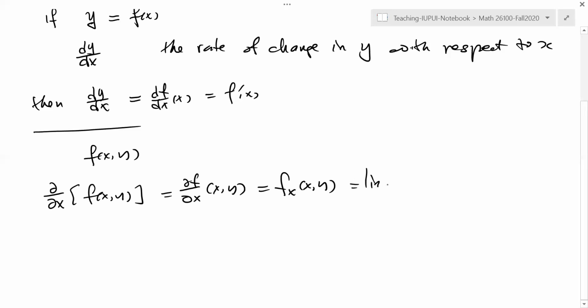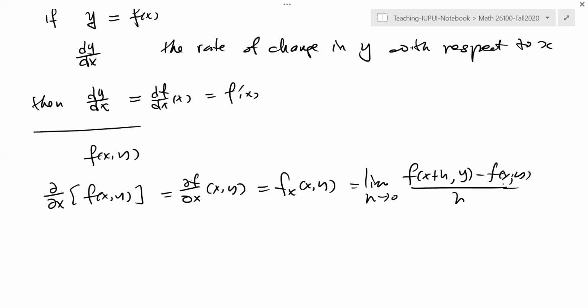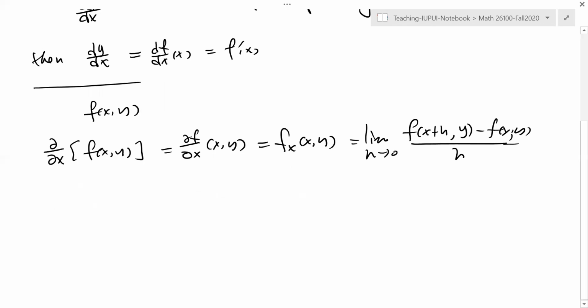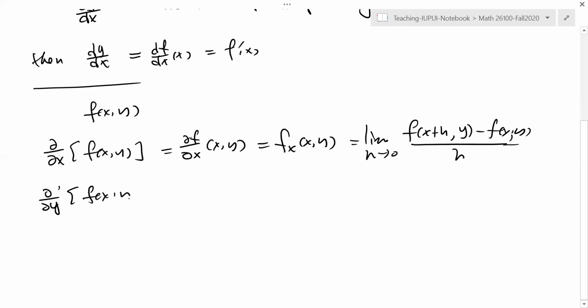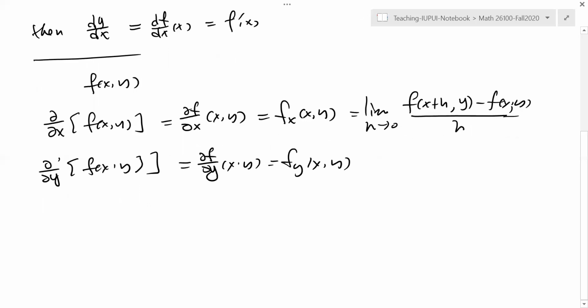And then the definition is similar: f of x plus h, y, minus f of x, y. So you keep y unchanged, then you change the x variable a little bit. Just view it as a function of x only, keeping y unchanged. Similarly, you have this when you differentiate with respect to the y variable. Sometimes we denote it by this notation, sometimes by this notation, and then you have the limit. So this is a similar notation.